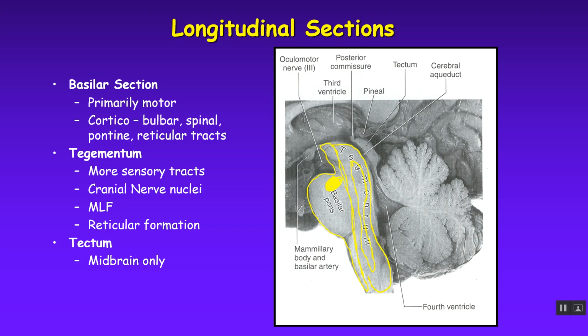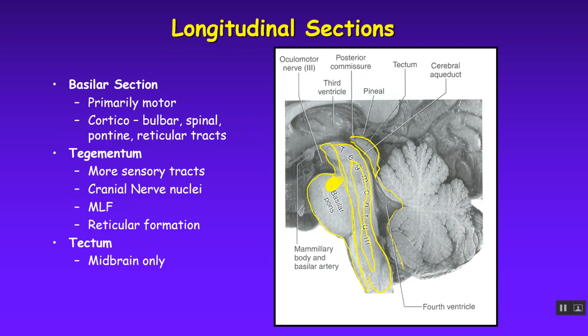Then there's this thing called the tectum, which is just this area right here. The tectum is the roof of the midbrain. That's just the superior and inferior colliculus, and you only have a tectum in the midbrain. I guess the cerebellum would almost be like the tectum, the roof of the pons and the medulla, but it's not considered that.